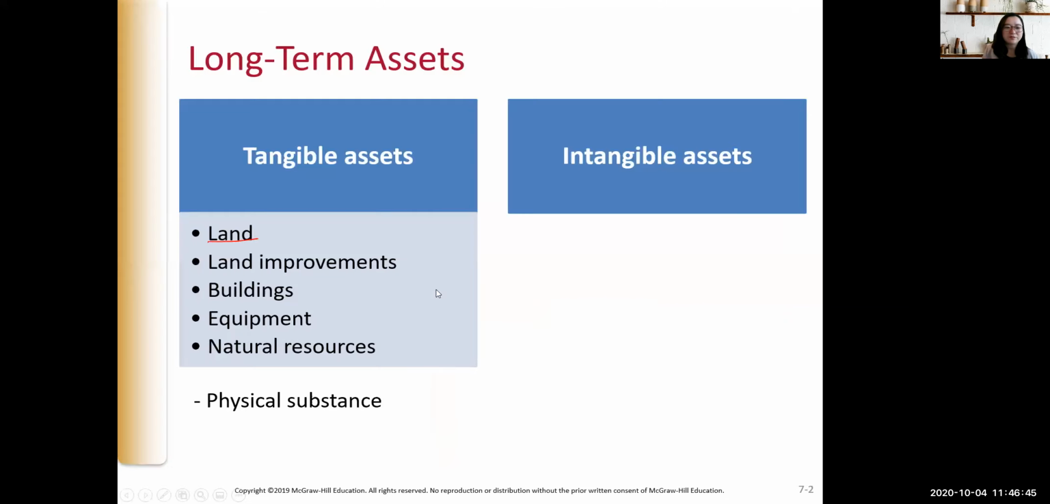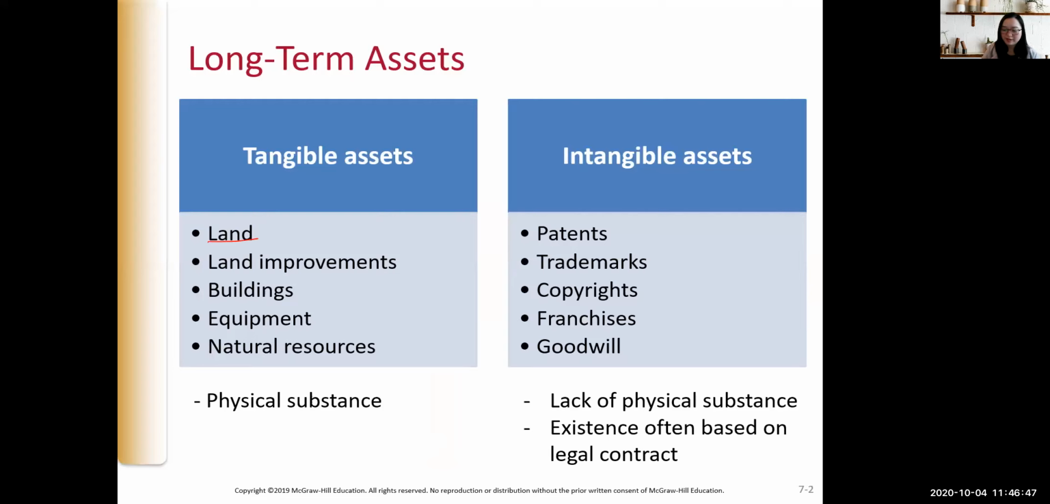Long-term assets, as I mentioned a little bit earlier, are separated into two general categories: tangible assets and intangible assets. Tangible assets are things that we can see and touch. They have a physical existence, such as land improvements, for example sidewalks, and buildings, and equipment, and natural resources such as oil or coal mines. All those things have physical substance, and we can see them.